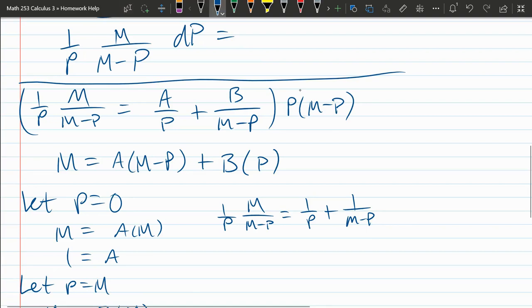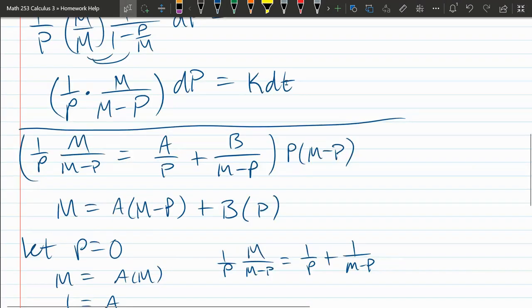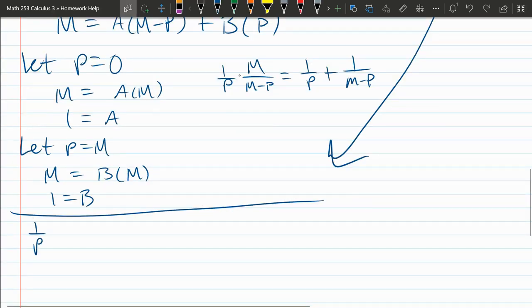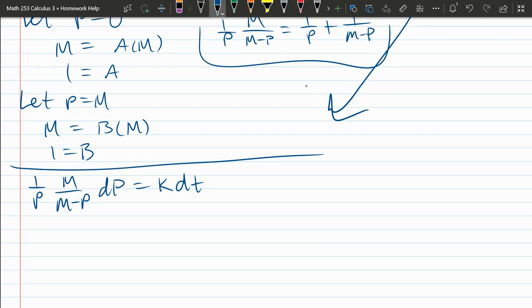All right, why do we do this? So we could integrate. I probably should have put a parenthesis up here before, but just so we can integrate this right here. I'll rewrite the right side, k dt. Now we're going to bring all this stuff down. I'm going to make that partial fractions equivalence up here that I just wrote down. So we have 1 over p plus 1 over m minus p, dp equals k dt. All right, we're finally now ready to do calculus.